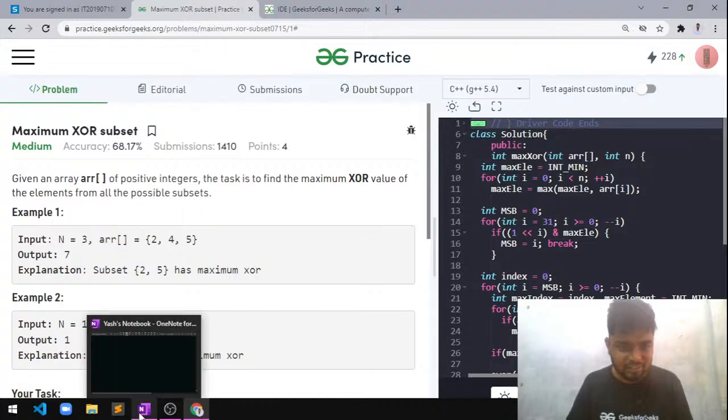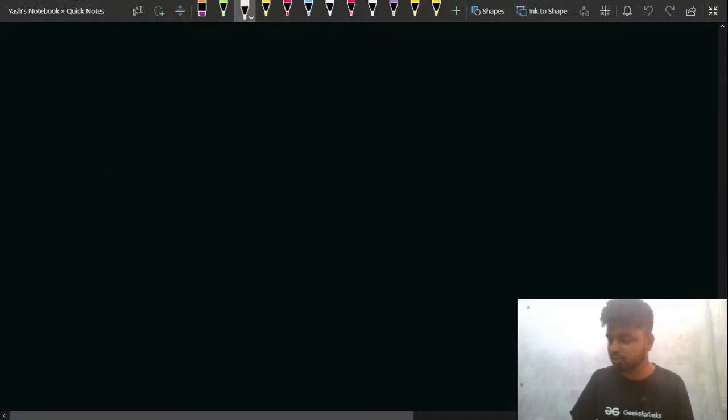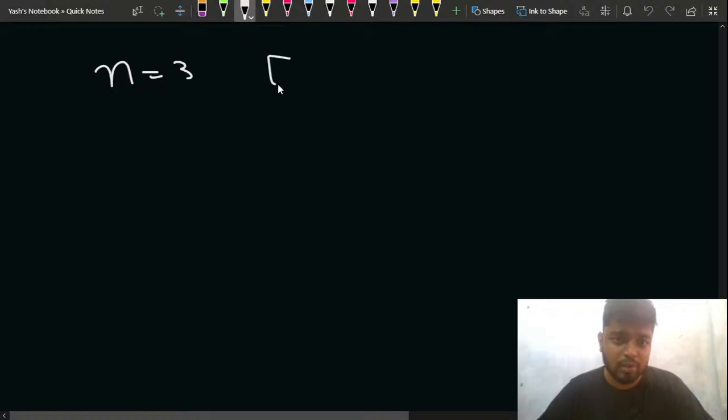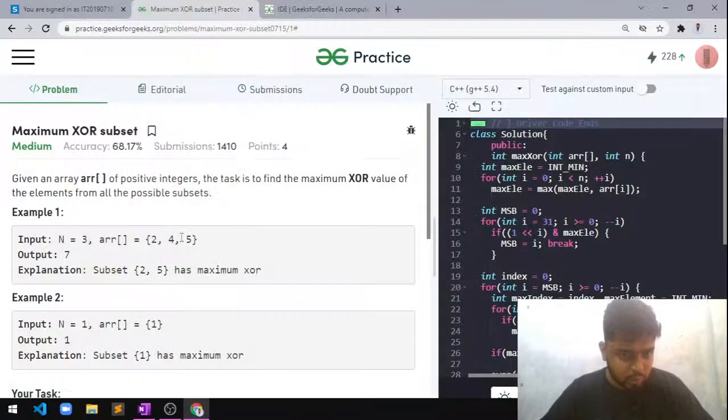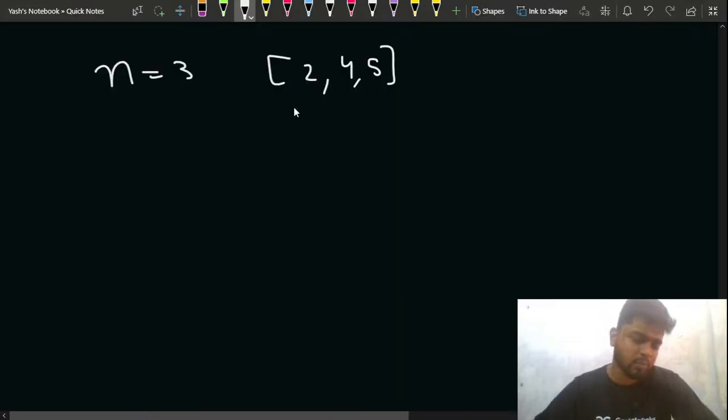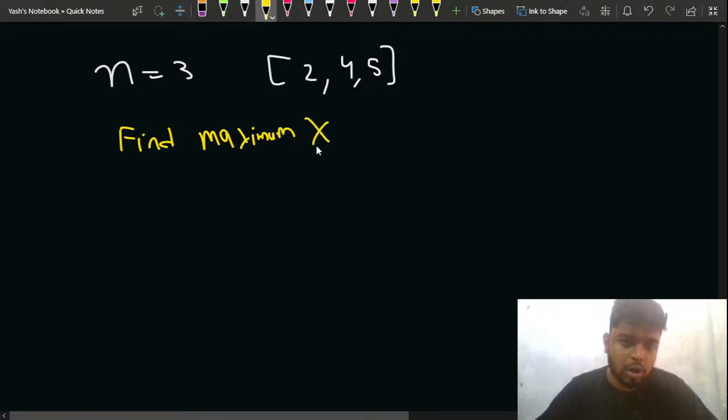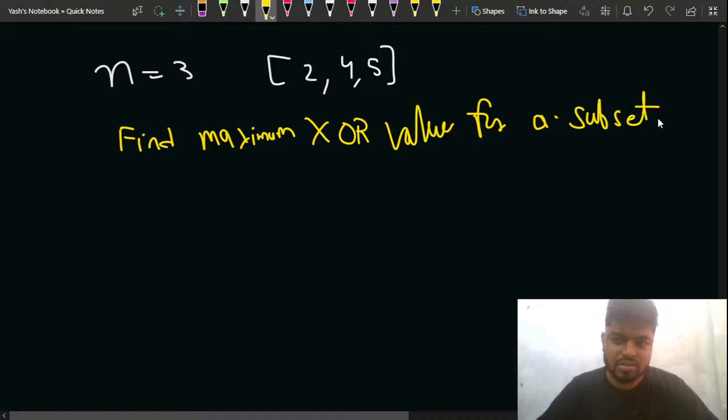So let's say that we have this test case where n is equal to 3 and you have the elements 2, 4, 5. What will be the answer for this case? What you have to do in this question is find a subset such that the XOR value is maximum. How can we do this?